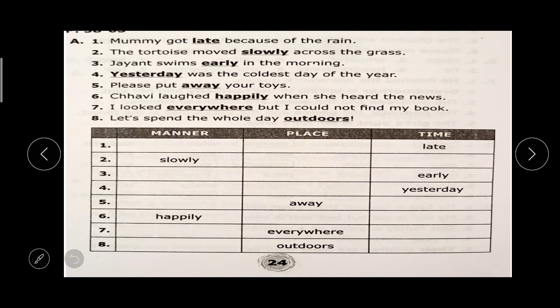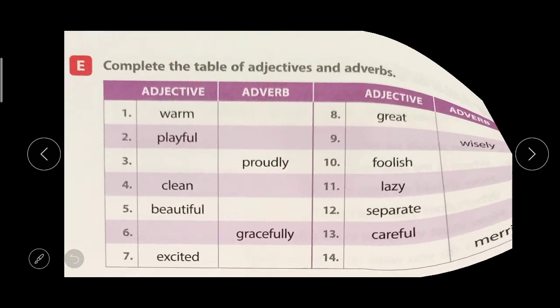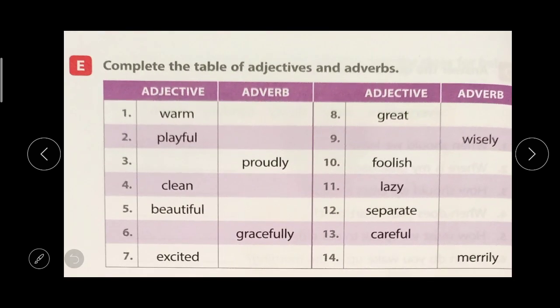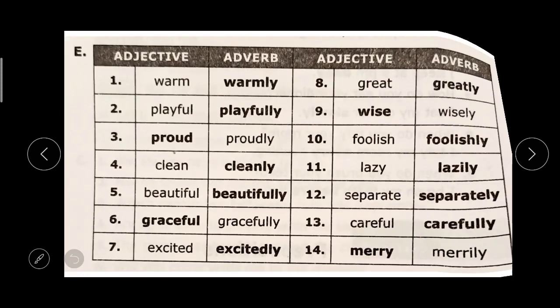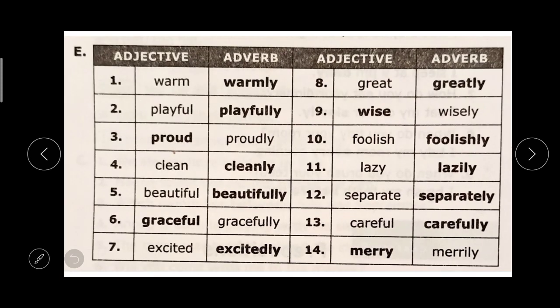Now let's go to the next exercise, that is exercise number E. Here student, some adjectives and adverbs are given. We have to just complete this table. So let me show you. So the first word is an adjective, warm, and its adverb is warmly. The number 2, the adjective is playful and its adverb is playfully.